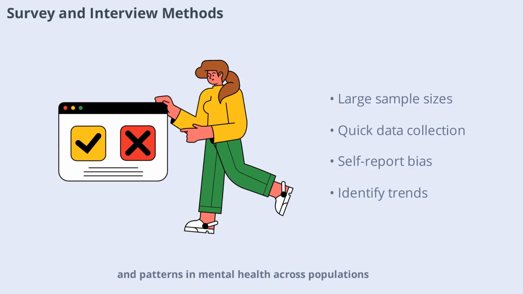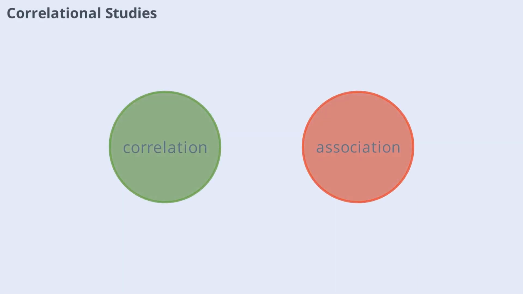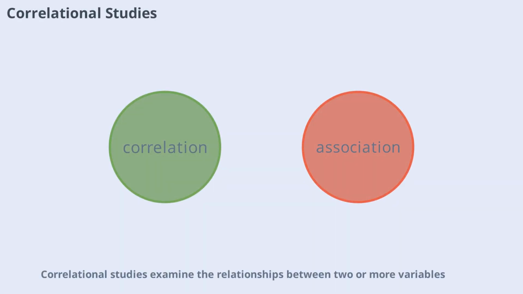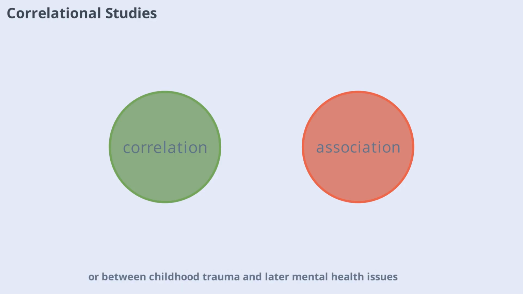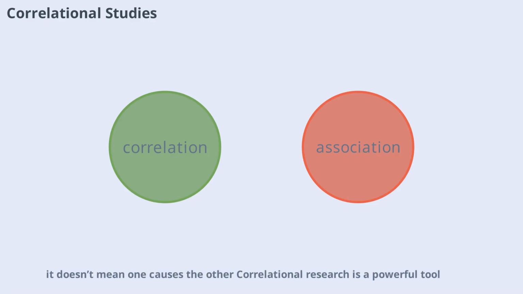Correlational studies examine the relationship between two or more variables. In abnormal psychology, researchers might look for links between stress and anxiety or between childhood trauma and later mental health issues. While correlations can reveal important associations, they do not prove causation. It's crucial to remember that just because two variables are related, it doesn't mean one causes the other. Correlational research is a powerful tool for generating hypotheses and guiding further investigation.